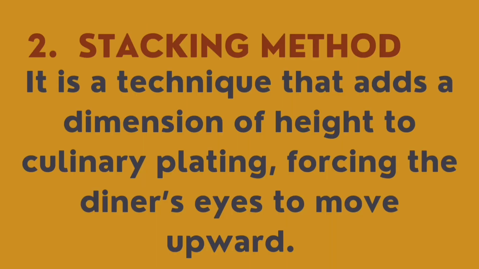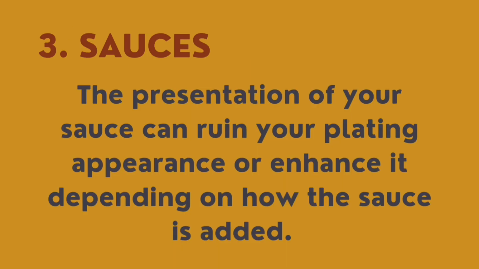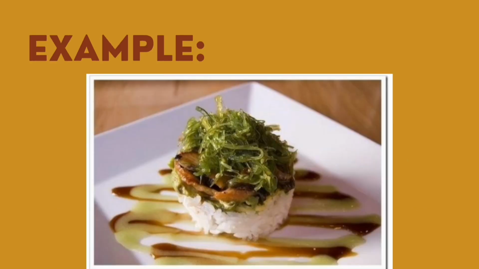The second method of plating is the stacking method. It is a technique that adds a dimension of height to culinary plating, forcing the diner's eyes to move upward. The picture shows an example of the stacking method. The third method of plating is the sauces. The presentation of your sauce can ruin your plating appearance or enhance it, depending on how the sauce is added. And here is the example of the sauces method.